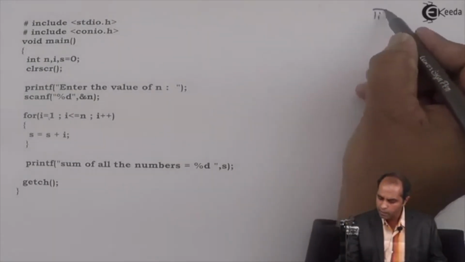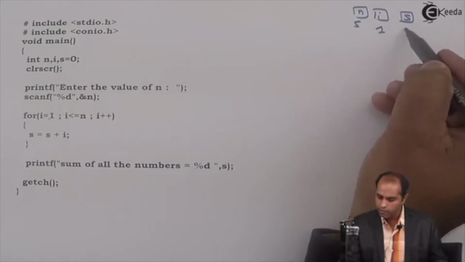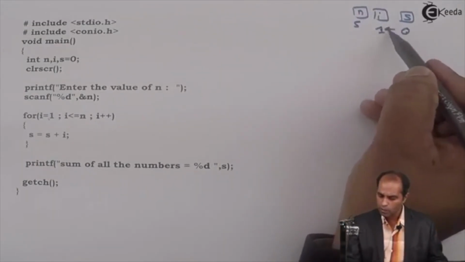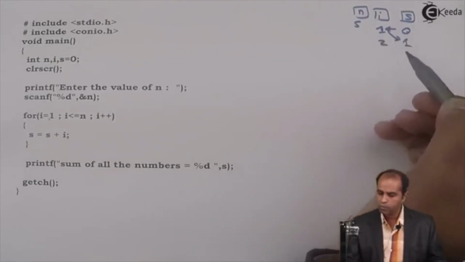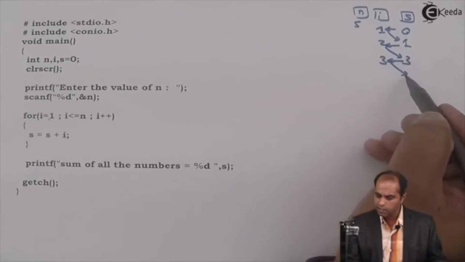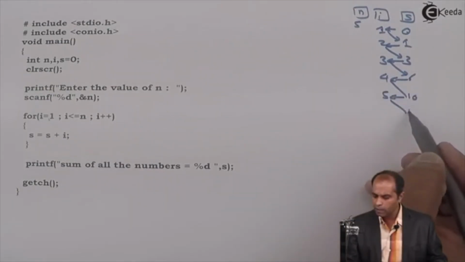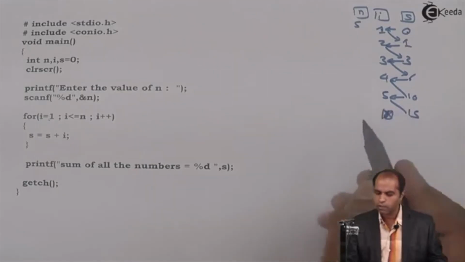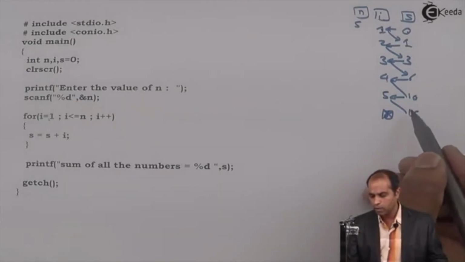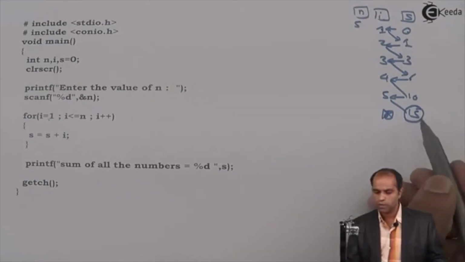Suppose n is 5. i is initially 1 and s is initially set to 0. So 1 less than or equal to 5, true. 0 plus 1 is 1. i becomes 2. 1 plus 2 is 3. i becomes 3. 3 plus 3 is 6. i becomes 4. 6 plus 4 is 10. When i becomes 5, 10 plus 5 is 15. When i becomes 6, the condition is false because i must be less than or equal to n. Till your i is less than or equal to n, keep on doing this operation, and finally print the output as the sum of all the numbers, percent d comma s. So s stores a value as 15.